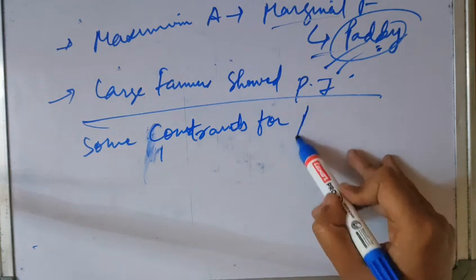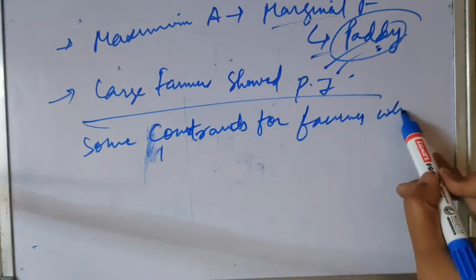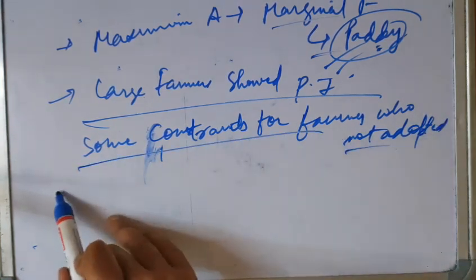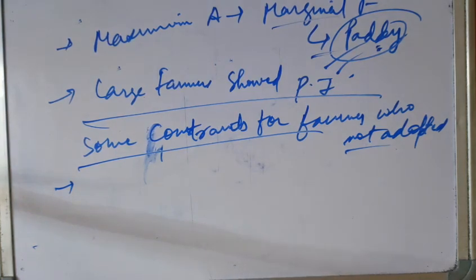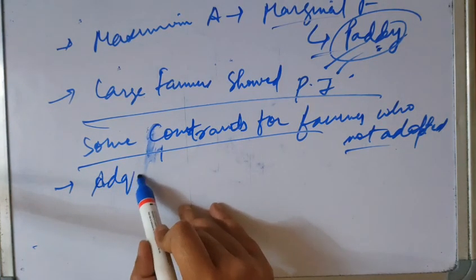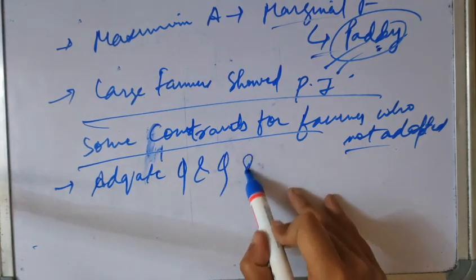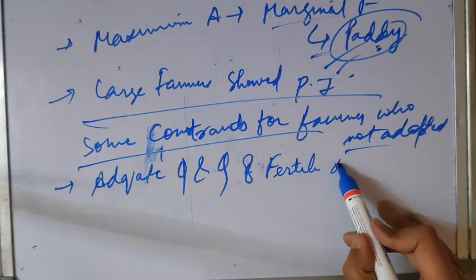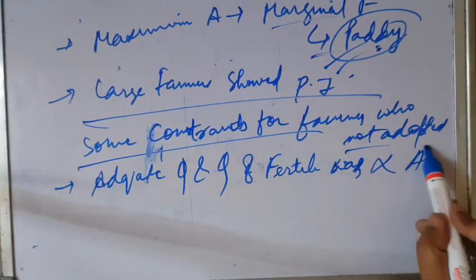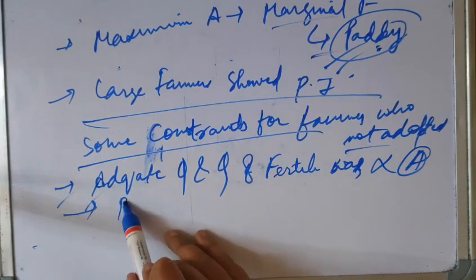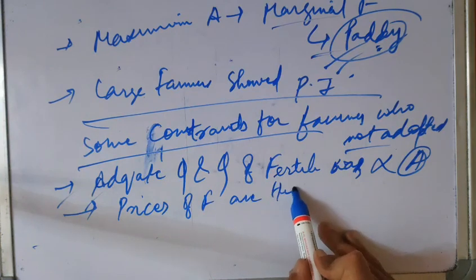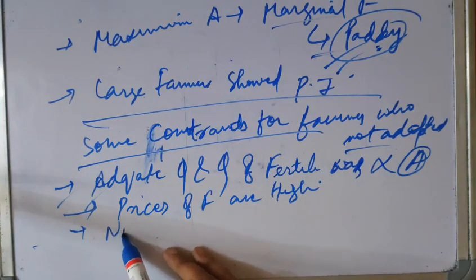For farmers who did not adopt, some tested but didn't adopt because adequate quantity and quality of fertilizers were not available. Suppose we recommend a certain fertilizer in a certain quantity and quality, but it is not available. How is the farmer going to adopt that? Prices of some fertilizers and chemicals are very high. No technical advice was given to them.